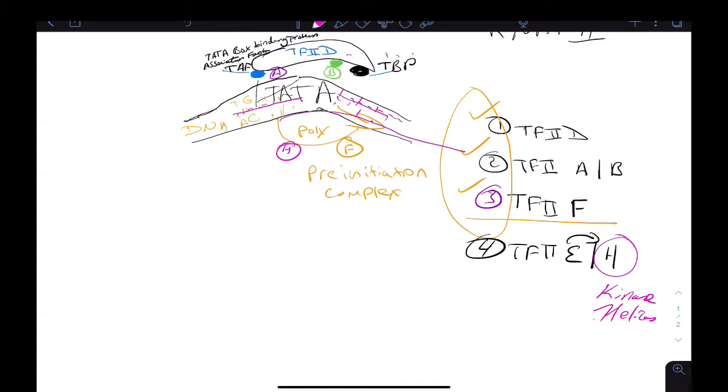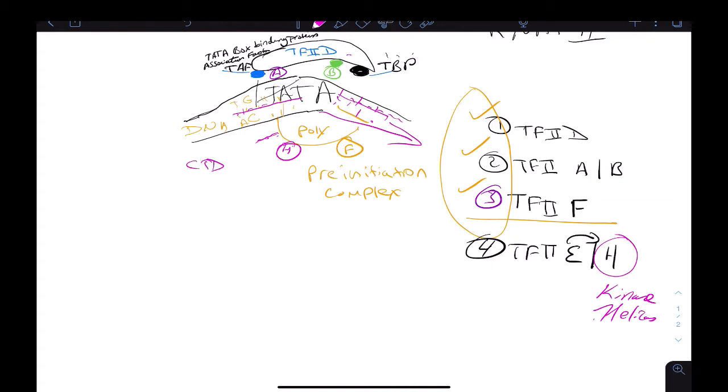On the polymerase, there's a C-terminal domain. So helicase is going to go and phosphorylate the C-terminal domain, the C-tail, of polymerase. Once your C-terminal domain of the polymerase is phosphorylated, it's going to cause that polymerase to escape the TATA box. In other words, escape means it starts to move. It's going to start to go and read the strand that it needs to read and start transcription.